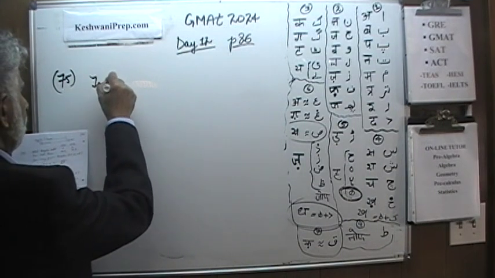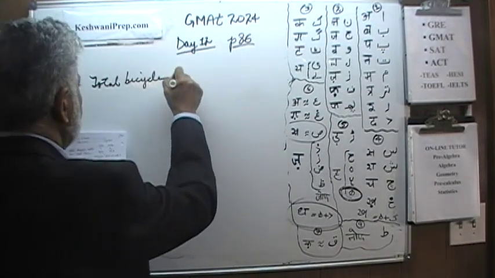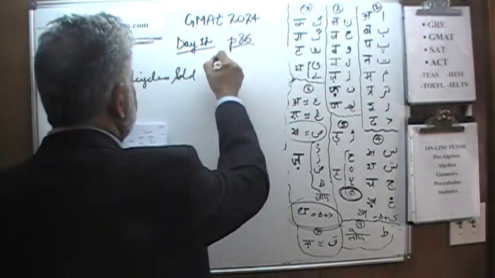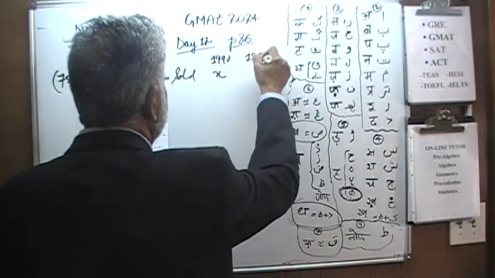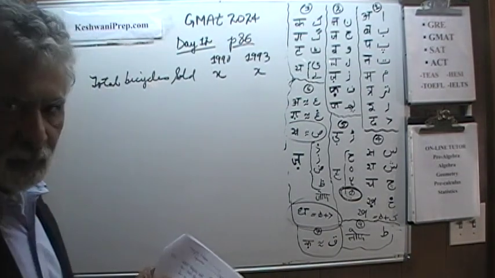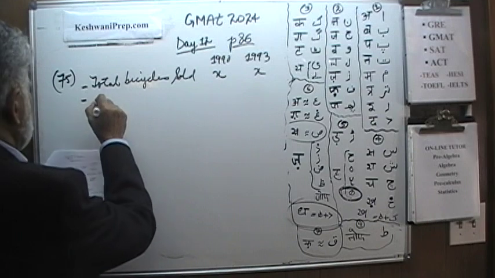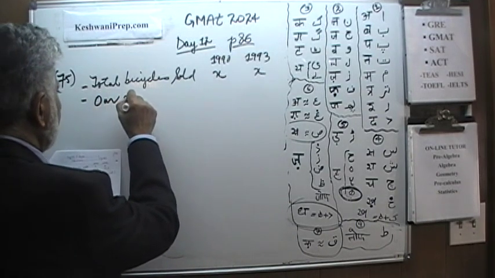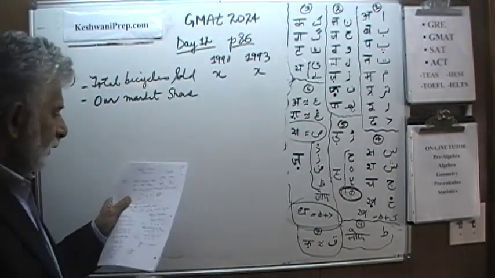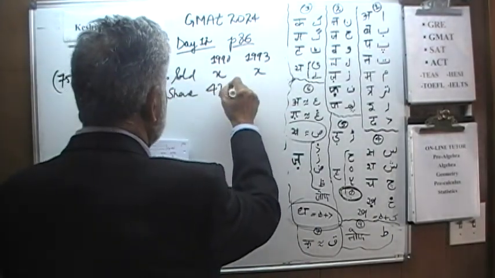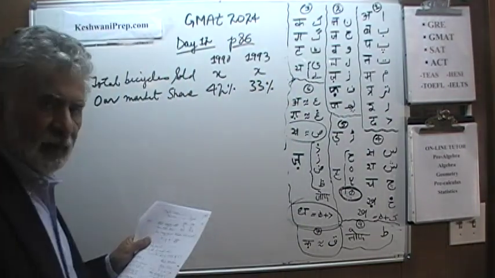We are told that the total bicycles sold in 1990 was X, and in 1993 was also X. Same quantity of bicycles were sold in the two periods, 2 years. We are further told that the market share of our company was 42% in 1990 and 33% in 93.